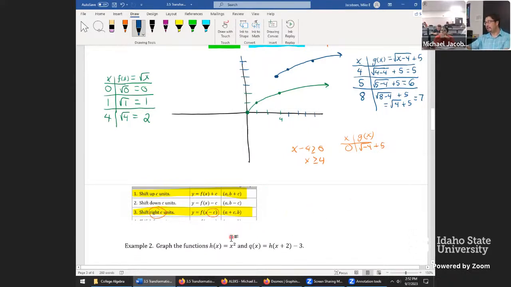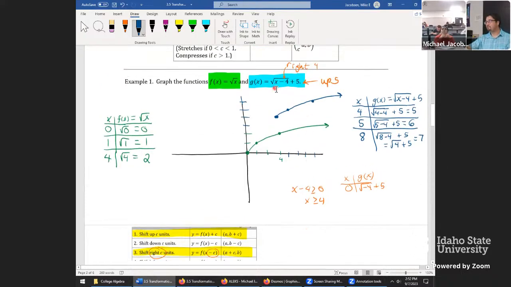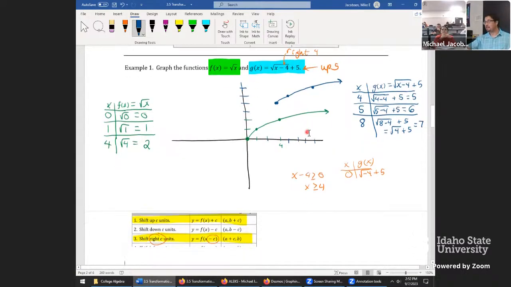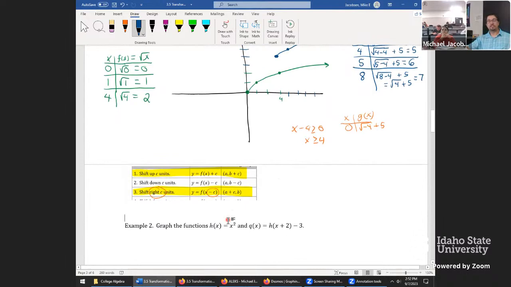I have 2 more functions, h of x equals x squared, and q of x rather equals h of x plus 2 minus 3. This one's a little bit different because here, g of x, they just gave us the function in terms of a square root. So on the new problem, we have h of x, and the new function is defined in terms of h again, making it kind of a weird problem, but we can still get through it. Any questions before we start this one off?